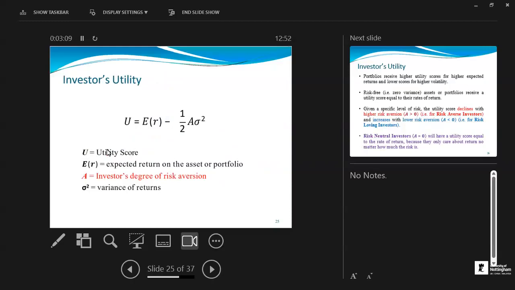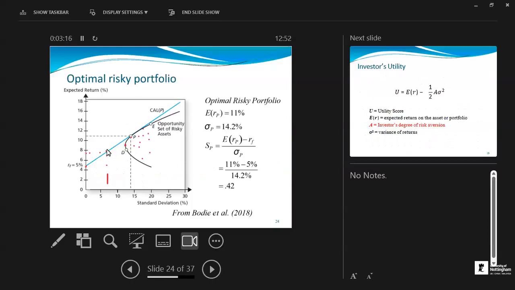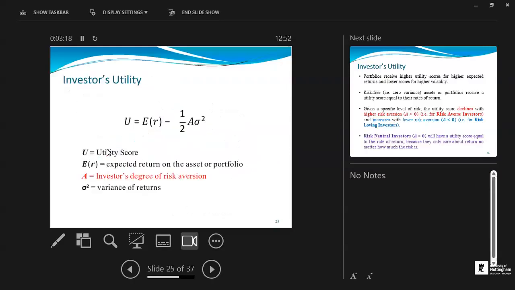Okay, so when it comes to individual investors, we not only have to do whatever we have done so far, but we also need to take into account individual risk preferences. So to do that, we'll look at investors' utility. So here's the formula to calculate investors' utility. What is utility? What do we mean by utility?